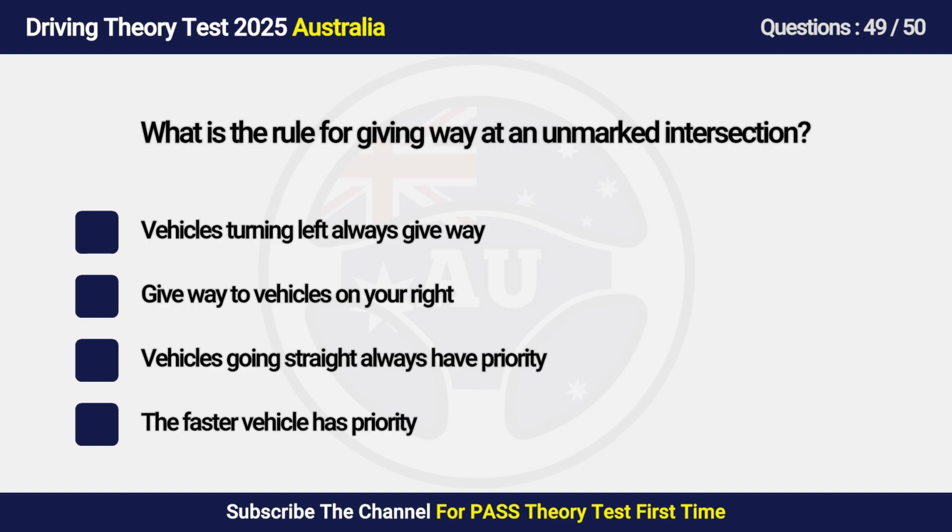Question 49. What is the rule for giving way at an unmarked intersection? A. Vehicles turning left always give way. B. Give way to vehicles on your right. C. Vehicles going straight always have priority. D. The faster vehicle has priority.